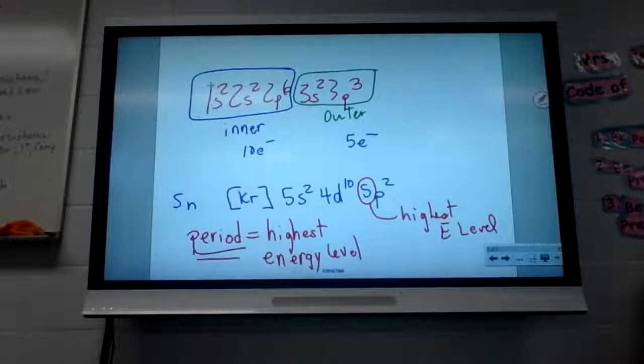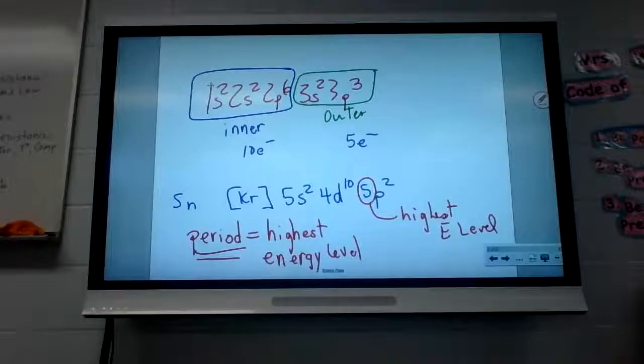But Kr is in period 4. Look up 10. Find 10. Yes, we're on 10. Okay, so what period is 10 in? 5. So if you want to know the highest energy level that 10 occupies, all you have to do is find the what? The period it's in.